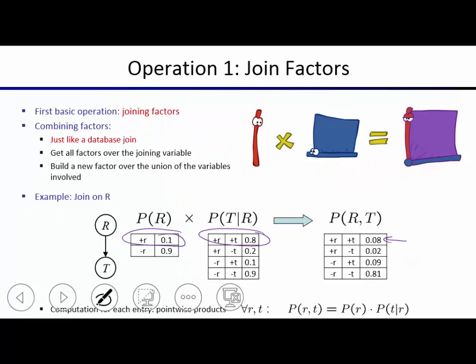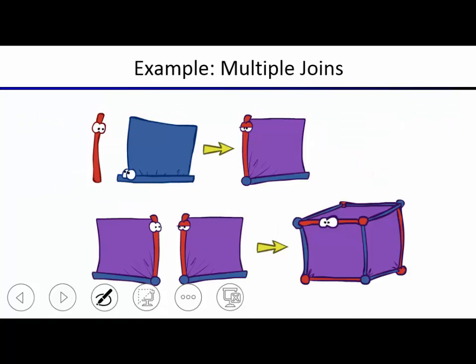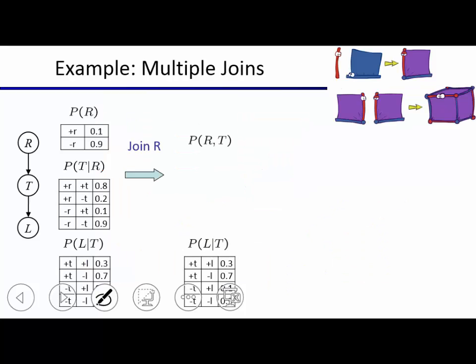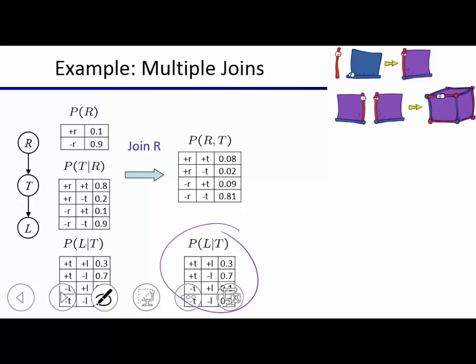Okay, that first multiplication gives us a factor that corresponds to the joint between R and T. We saw in that calculation we have another multiplication to do, multiplying in the variable that relates to lateness. So we'll be multiplying in lateness given traffic in our next step. So we'll be doing multiple joins here. We already saw how to join on R, which gave us the joint for R and T. Now we still need to join in this one here. This is a join on T.